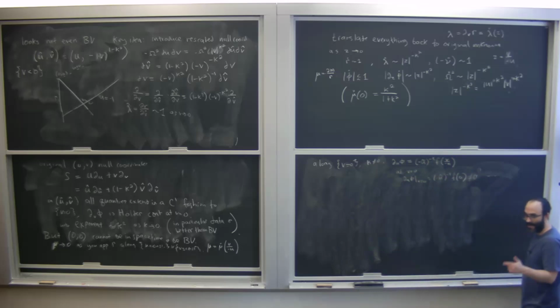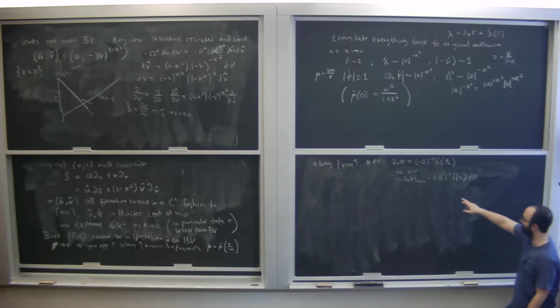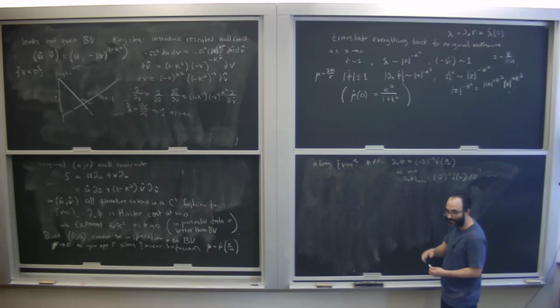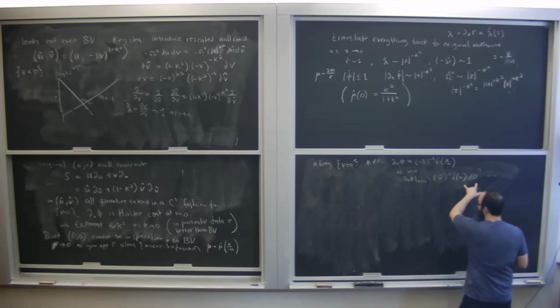So again, in the first class of solutions we did, the scalar field was constant along these null hypersurfaces. So this derivative was zero. And in this case it is not zero.